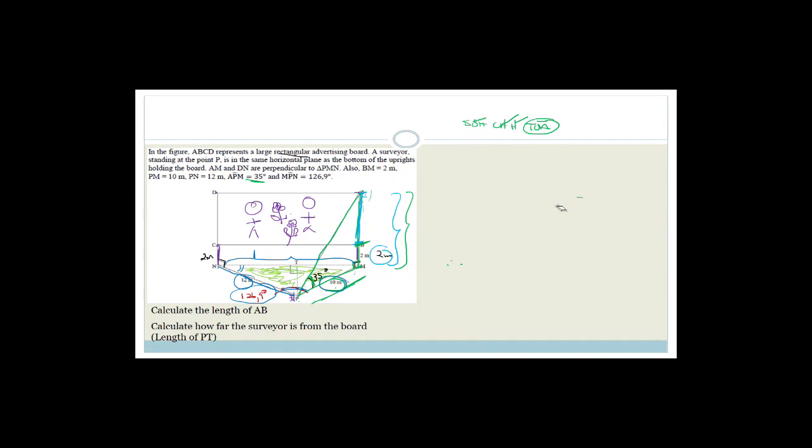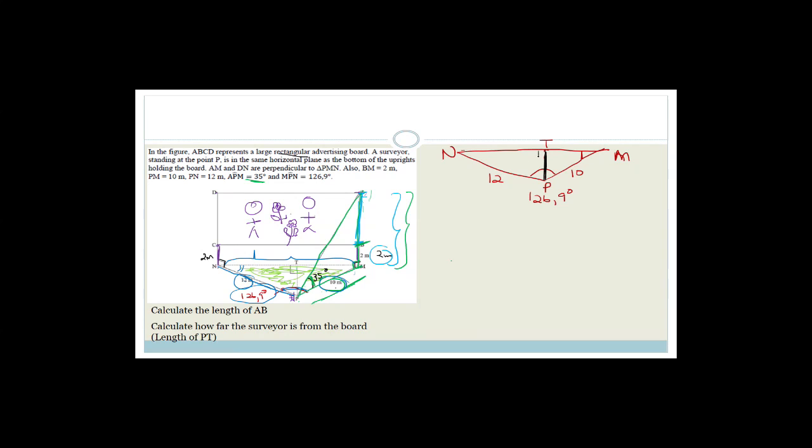Right, so what am I saying? I'm going to redraw it here so you can see what I'm doing. We've got this triangle at the bottom here, where this is N, that's P over there, and this is M over there. We can drop a perpendicular here. That's T. We know that this is 12 and this is 10, and the whole of that angle there is 126.9 degrees. And we want to know what length PT is.